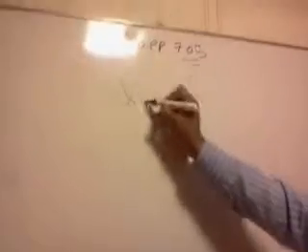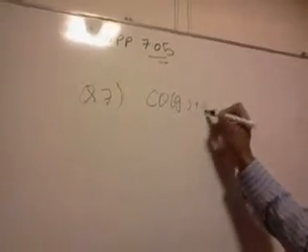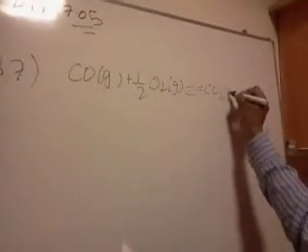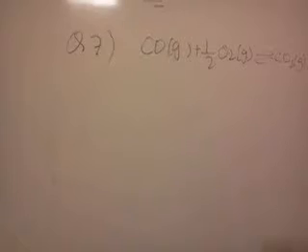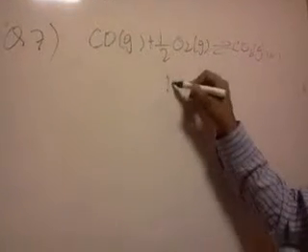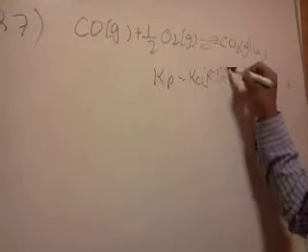Question number 7. CO gas plus half O2 gas gives CO2 gas. Now I will find a relation between Kp and Kc for this reaction. Kp is equal to Kc into RT to the power delta N.